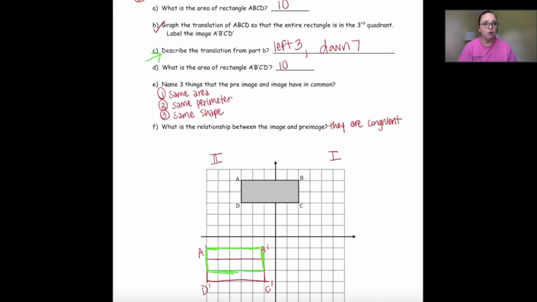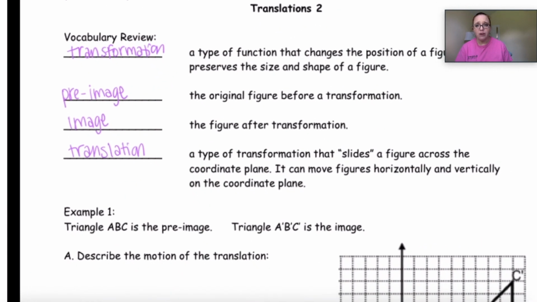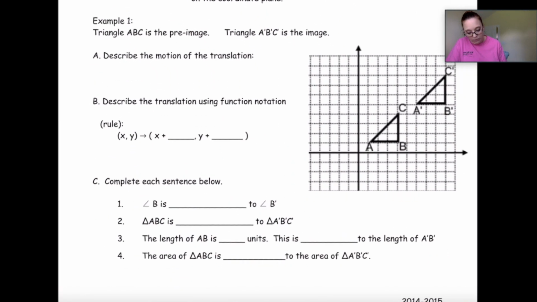So one of the things that you need to recognize about any type of translation is that the pre-image and the image are always going to be the same. They will always be congruent. All right, let's go to the next page. So first we have a vocabulary review, and please pause this video and fill this information in. Okay, now that you've got that information filled in, now we're going to do some practice problems. So let's move on to this first example right here.